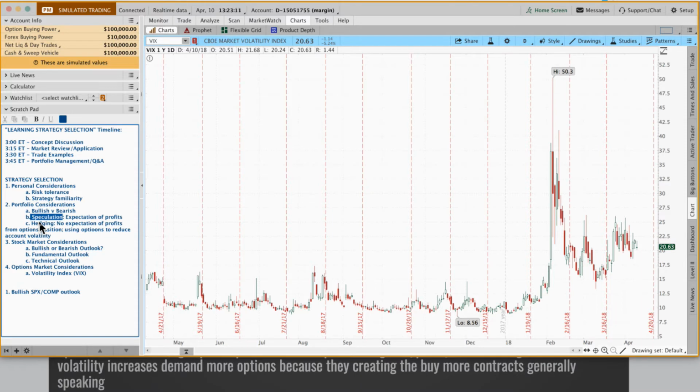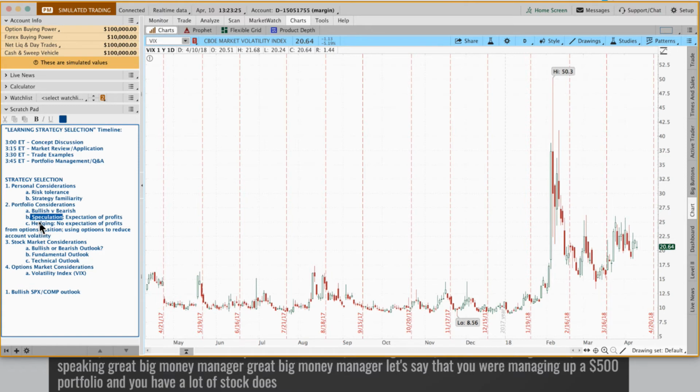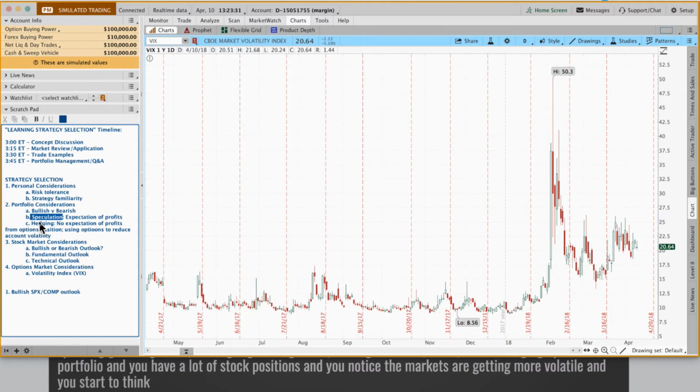Hedgers, well, think about a great big money manager. As a matter of fact, put yourselves in the shoes of a great big money manager. Let's say that you're managing a $500 million portfolio and you have a lot of stock positions, and you notice the markets are getting more volatile, and you start to think, wow, maybe I ought to reduce the volatility in this account or in these positions.